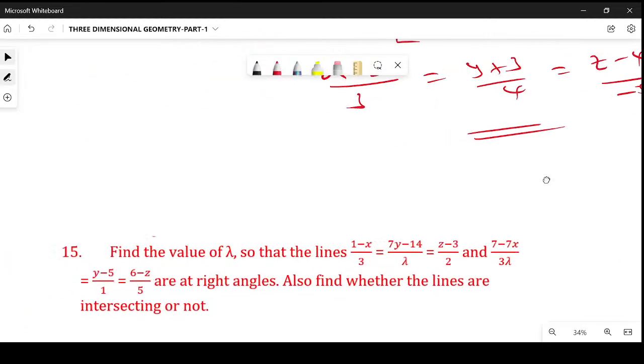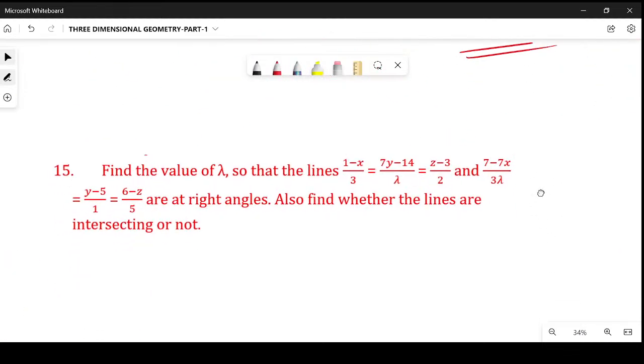Almost all the concepts are the same that I am doing now. You can see here the 15th one: find the value of lambda so that the lines are at right angles. Also find whether the lines are intersecting or not. This is an important model. I am expecting this question, an important model also.